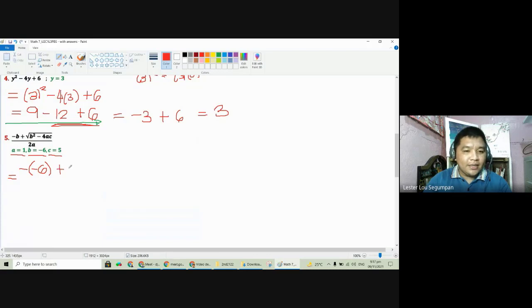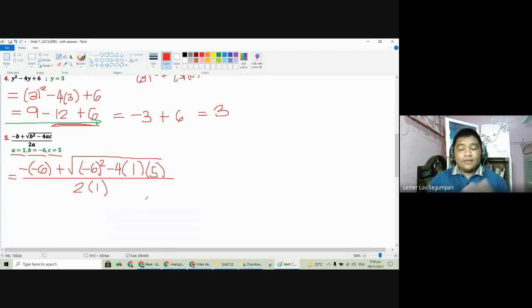And we have plus, this is the square root. Again, don't worry, let's do it step by step. You have b squared, so you have negative 6 squared minus 4. The operation separating 4, a, and c is multiplication, so it would not hurt us to use parentheses. A is 1, c is 5. Okay? All over your 2a. So you have 2 times a, which is 1. That's just the first part, substitution. It may look too complicated, but don't worry. Let's do it step by step.